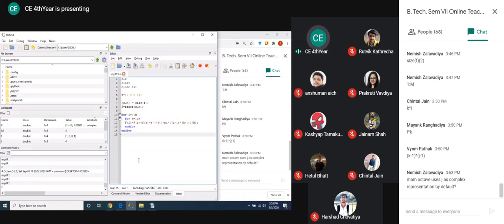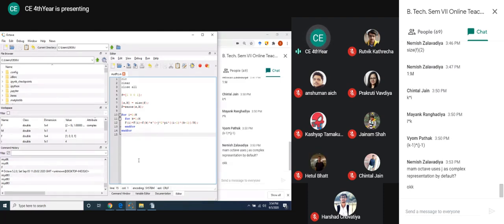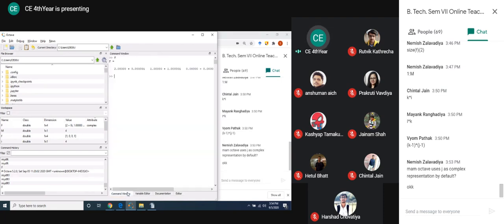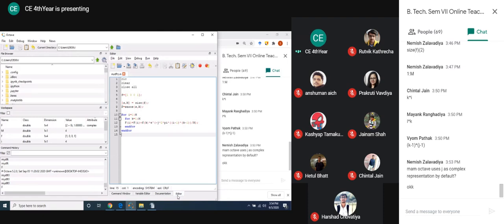Yes, it uses J and I both. You can use J and I both for the complex, but if I is defined as a variable, then it will be taken as a variable. If it is not defined as a variable and J is used, then it will be taken as complex. It is so not only in Octave, but also in MATLAB. So it is very simple to define. I and J both are permitted. The same case is with MATLAB as well.